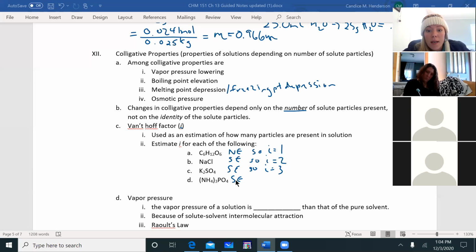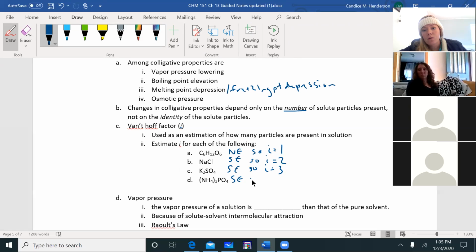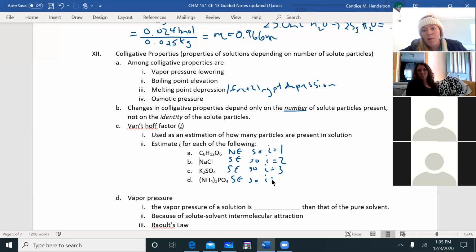Sorry about that. So the next one here, we've got an ionic material, this is a strong electrolyte, and we have 3 of these ammoniums and 1 of these phosphates. So a total of 4 little packets. Now, what if this was a weak electrolyte solution?